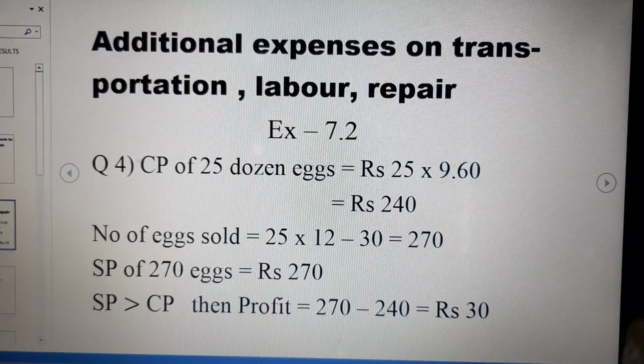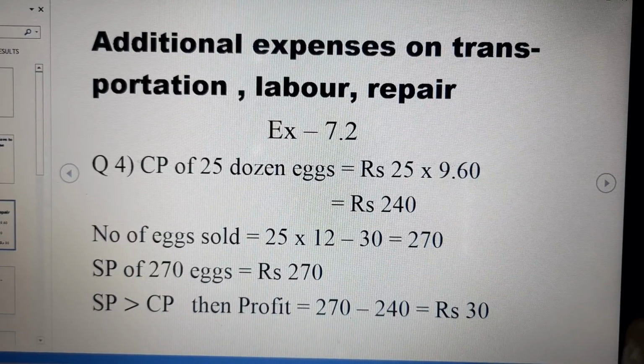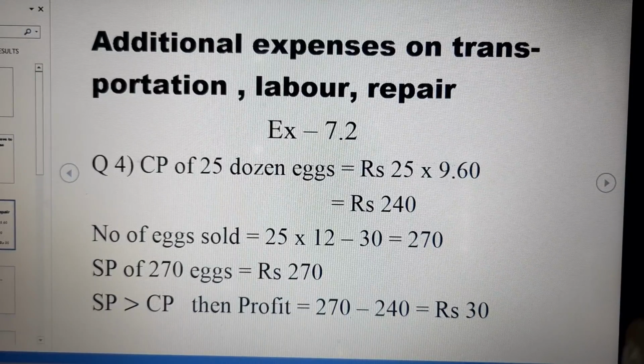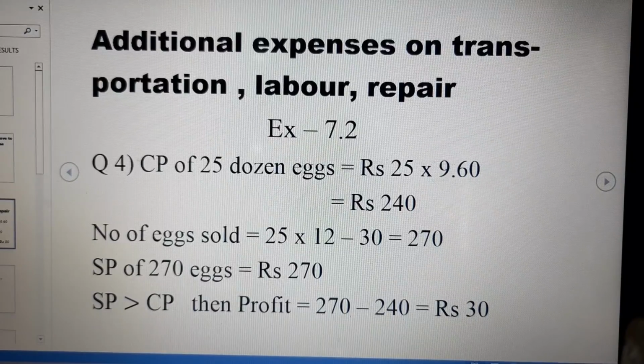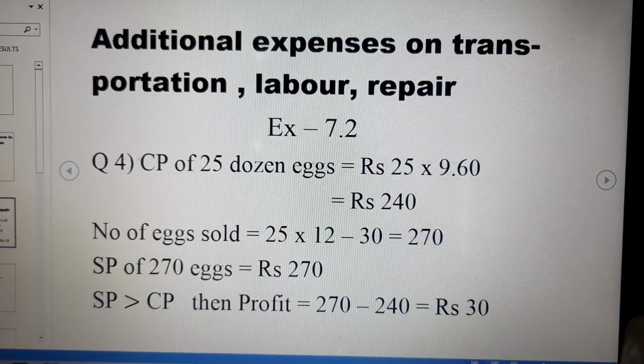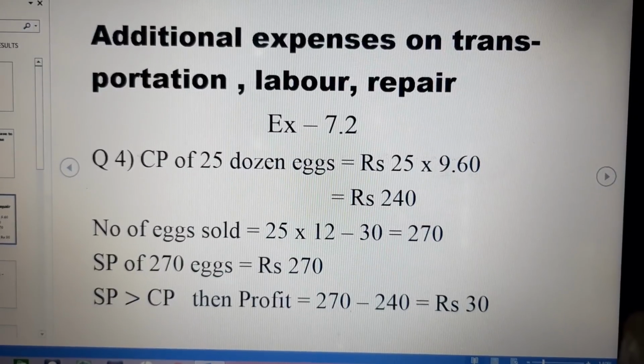Then transportation charges will go from my pocket only. Are you getting it? So that will increase the cost. I'll add those transportation charges in the cost price of the bicycles. Then only I'll calculate my profit. Are you getting it? So all the additional expenses are added to overheads.